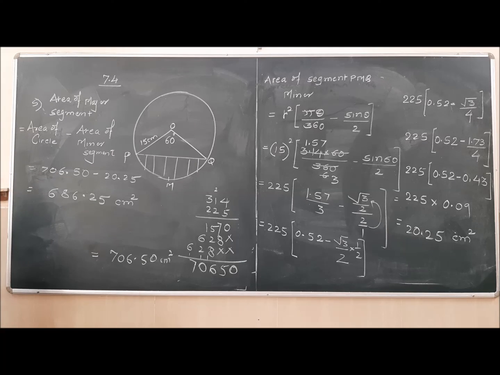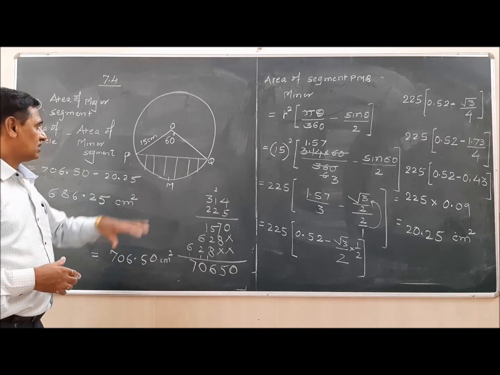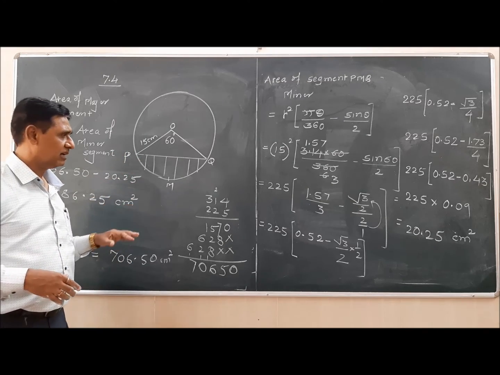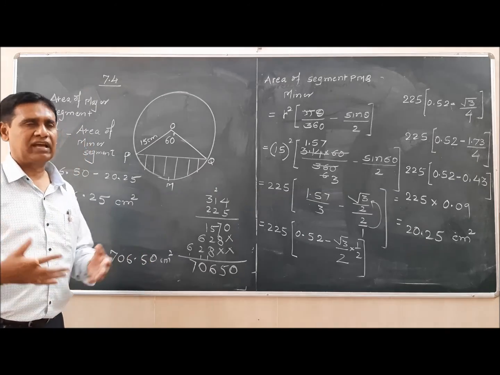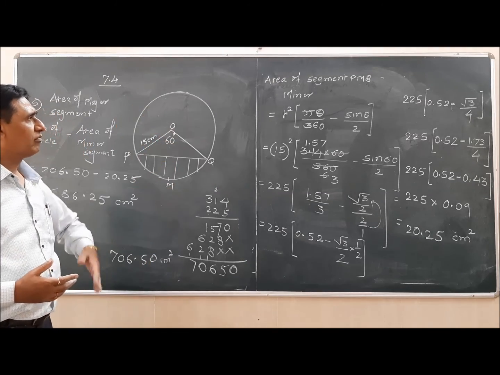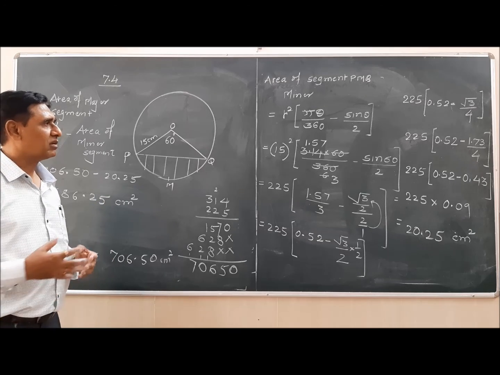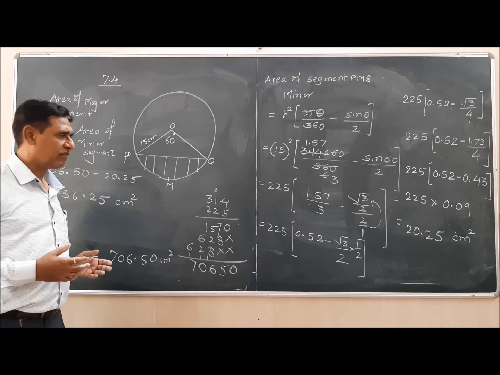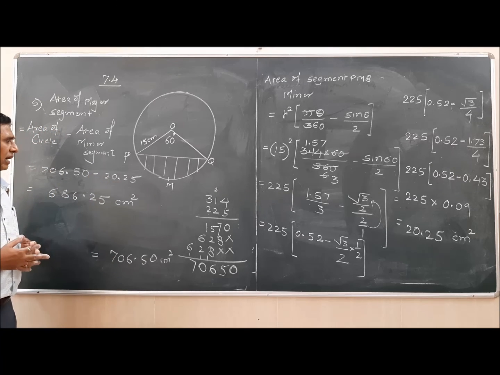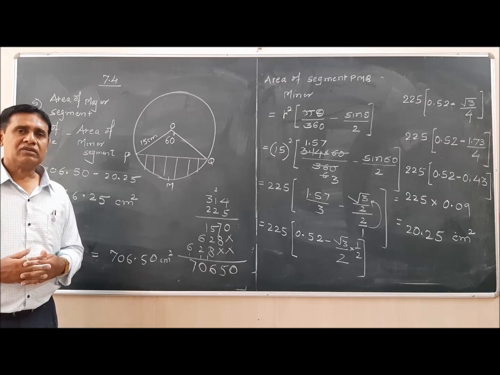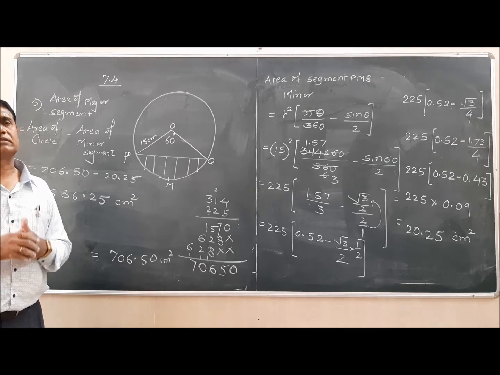This is very important. Please remember, first of all we have to find the area of the circle, which we obtain as 706.50. Then we find the area of the minor segment, which we got as 20.25. Then the area of the circle minus the area of the minor segment will give us the area of the major segment. So here we finished all 4 exercises.